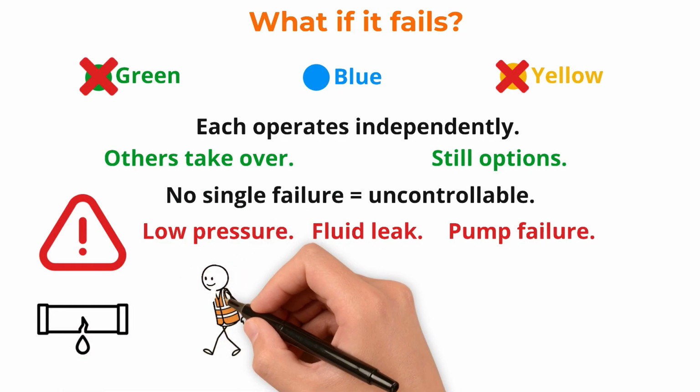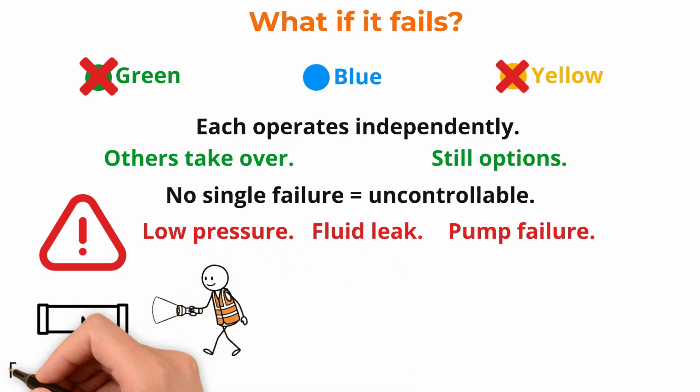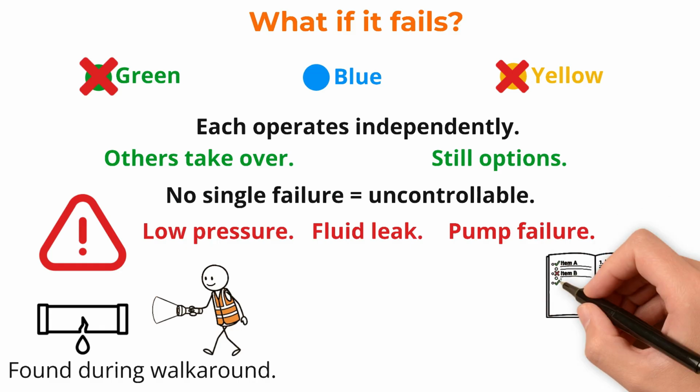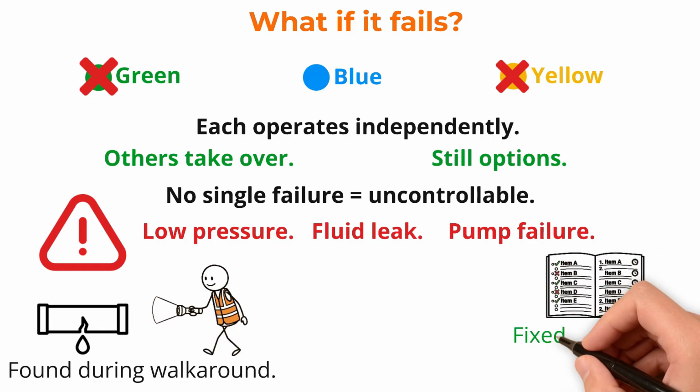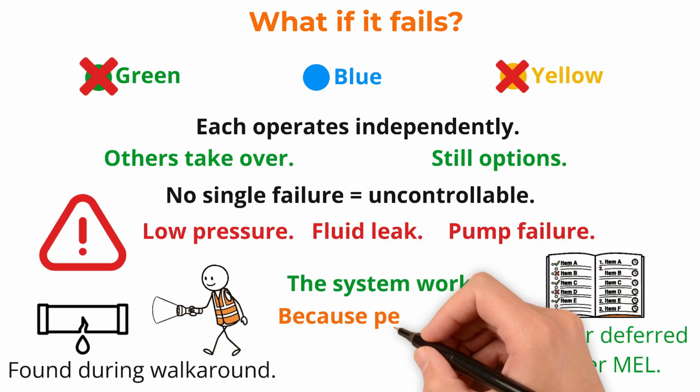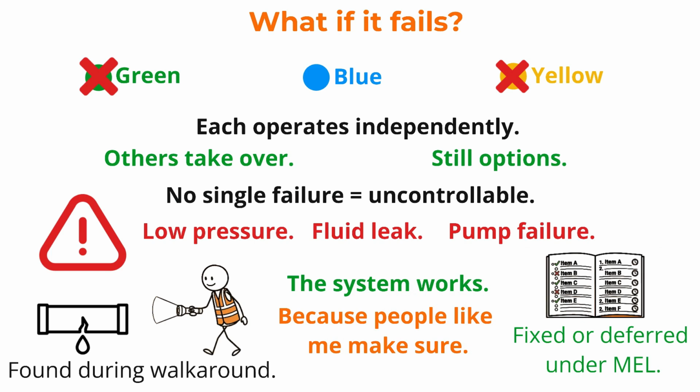But failures do happen. Low hydraulic pressure, fluid leaks, pump failures. These are the kinds of defects we find during walk-arounds and scheduled maintenance. When we do find them, the aircraft doesn't fly until it's fixed or deferred under the MEL. The system works because people like me make sure it does.